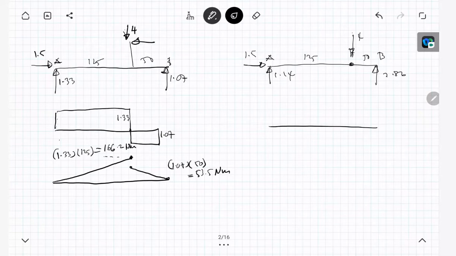This is 53. Then you got the line. This is the value, 53.5 Newton meter. Okay, this is the value, 166.2.